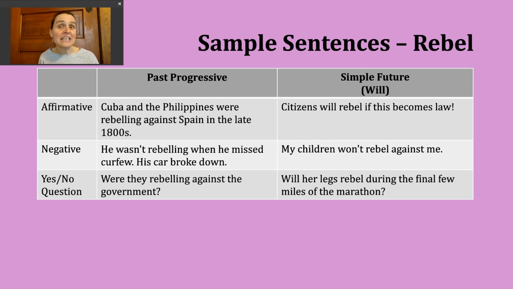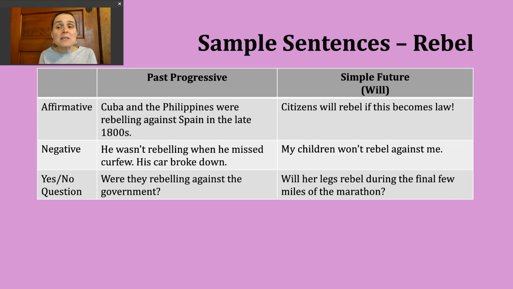Now let's look at making a yes or no question in the past progressive. To do this, I start with was or were, whichever form matches my subject. That subject comes next. And then you're going to see the ing form of the verb. Here's another example. Were they rebelling against the government? Right? So here we would be going back to that first definition, talking about fighting against a government, a leader.